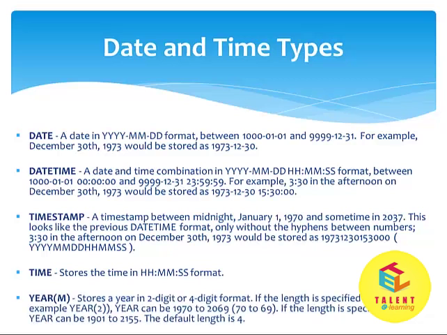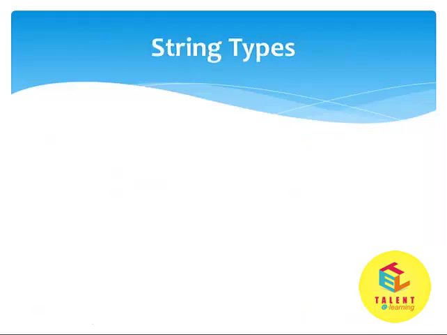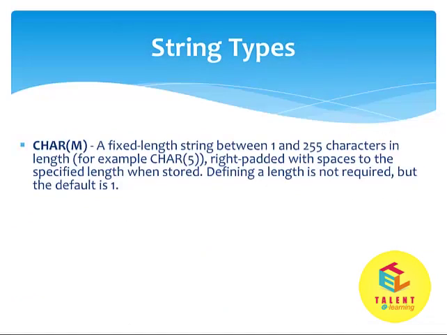Year. It stores a year in a 2-digit or 4-digit format. These data types are used to store dates and times in our database. String types. Character, which is denoted by CHAR and pronounced as char. It is a fixed length string between 1 and 255 characters in length.